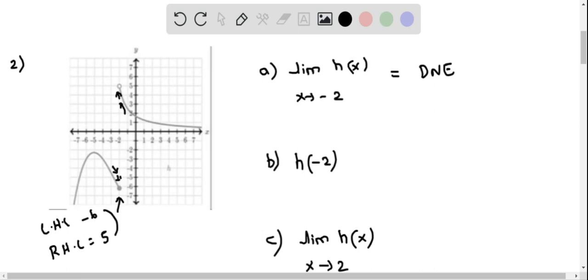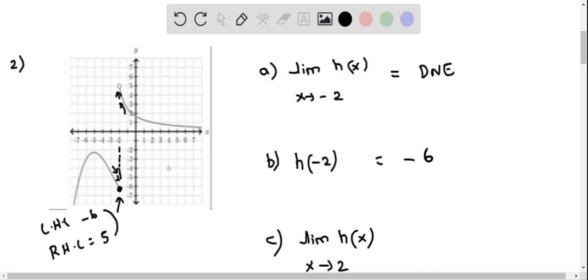Here we have to determine h of negative 2. So it is basically the value of the function h of x when x equals negative 2. So when you look at x equal to negative 2, we have a darkened circle here. That is, the value of the function is 6. I'm sorry, it is negative 6. So h of negative 2 is negative 6.